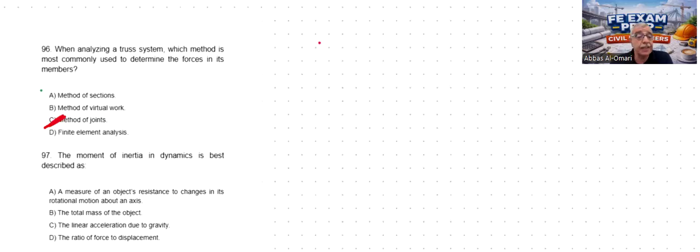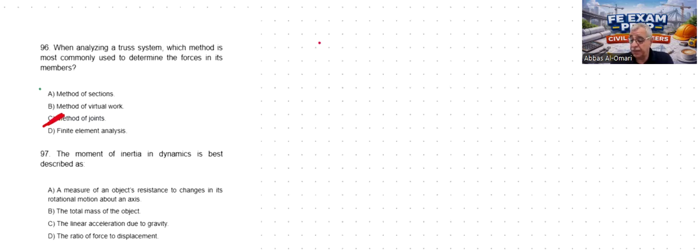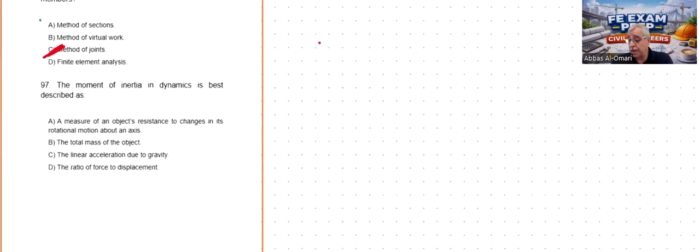The moment of inertia in dynamics is described as... So this is about the definition of the moment of inertia. A measure of an object's resistance to changes in its rotational motion about an axis. So this is the correct answer.